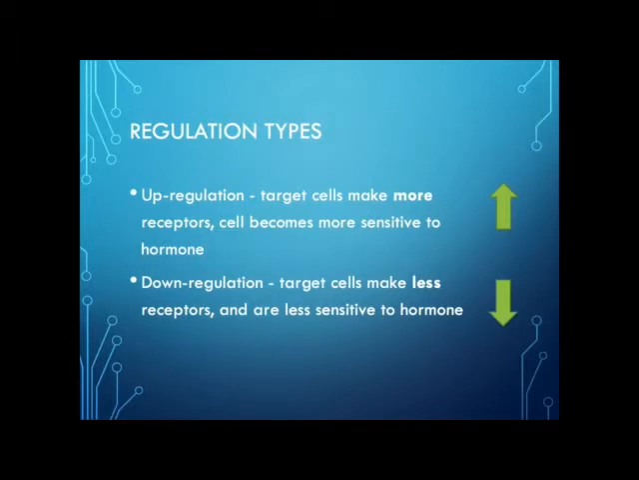Regulation types. Upregulation. Target cells make more receptors. The cell becomes more sensitive to the hormone. Downregulation. Target cells make fewer receptors and are less sensitive to the hormone.